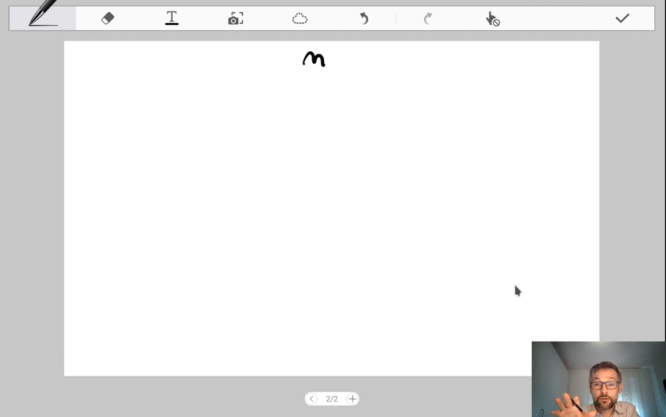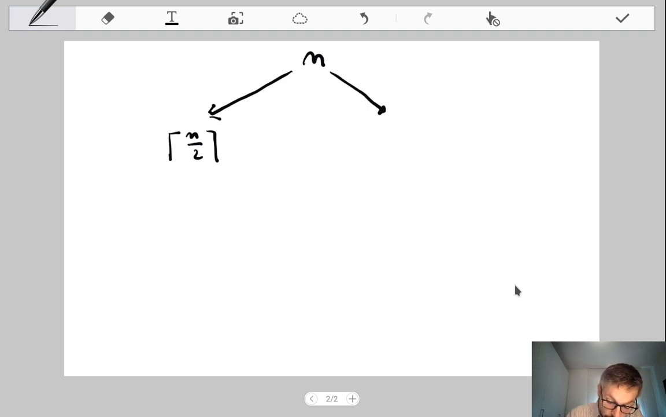So this is the first call, and on the left side I will deal with the ceiling of n divided by 2. And on the right side I will deal with the floor of n divided by 2. And these are the two recursive calls represented by the equation. Okay.